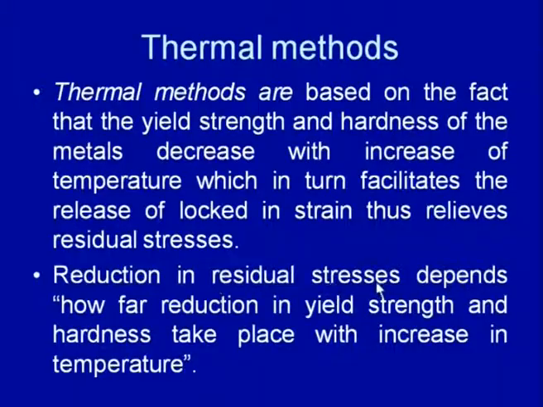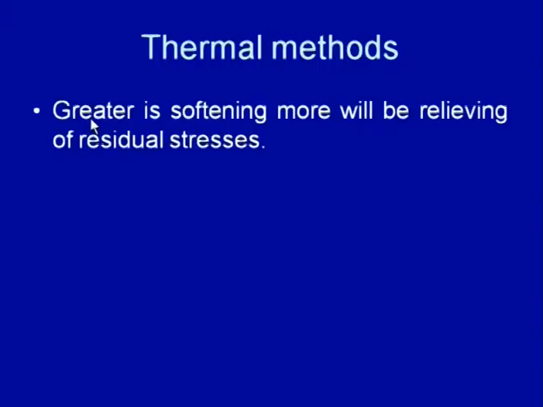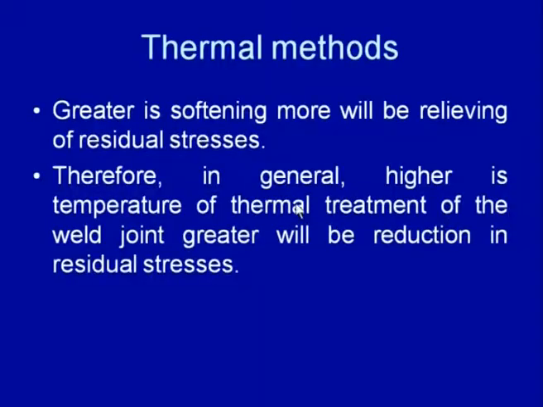The reduction in residual stress depends on how far the reduction in the yield strength and the hardness takes place with the increase in temperature. So, the greater the reduction in yield strength and hardness with the exposure, the greater will be the extent of relieving of the residual stresses. So, the greater the softening due to the exposure at high temperature, the more will be the relieving of the residual stresses. Therefore, in general, the higher the temperature of the thermal treatment of the weld joint, the greater will be the reduction in the residual stresses. This is what we can see from this diagram.